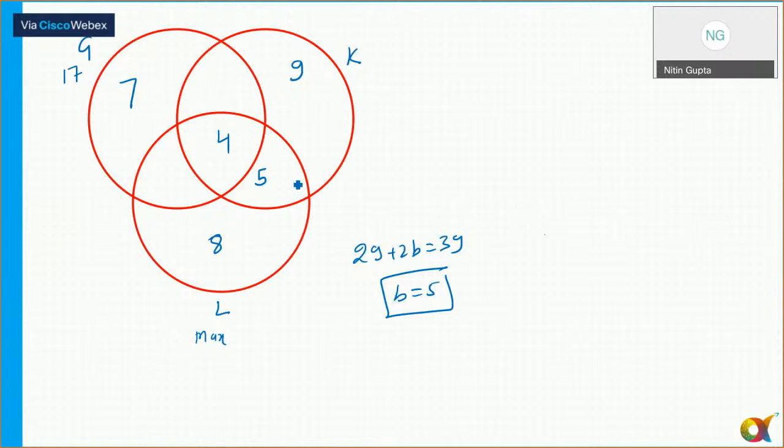That is, if I take X, and the total has to be 39, or we know the total of G has to be equal to how much? 17. So 7 plus 4 is equal to 11. 11 plus X is equal to 17. So this is equal to 6 minus X. Okay, so everything is in terms of only one variable, 6 minus X. And we know one more parameter, that L is the maximum here. So let's use that fact also, that L is the maximum.